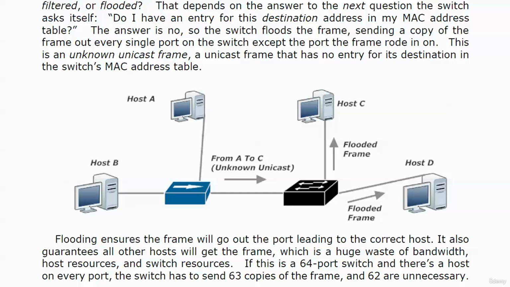Now, there's good news and there's bad news. The good news is that flooding ensures the frame is going to go out the port leading to the correct host. And that's what we want, right? Right. But it also guarantees that every other connected host is going to get the frame, which is a humongous waste of bandwidth, switch resources, and even host resources. Because if this is a 64-port switch, and there's a host on every port, the switch is going to get the unknown unicast coming in on one port. It's then going to send a copy of it out 63 ports, and 62 of those sends are totally unnecessary.